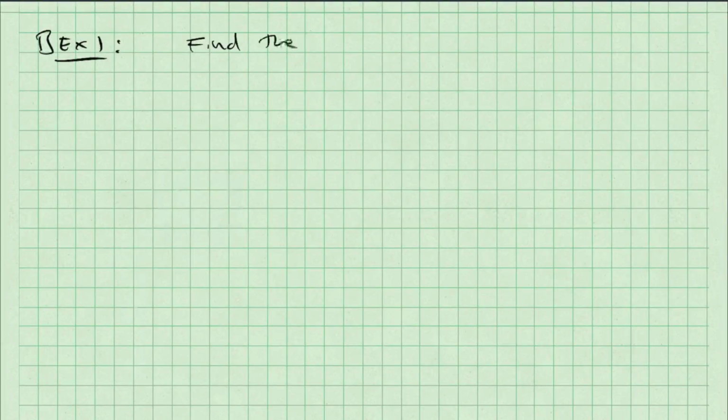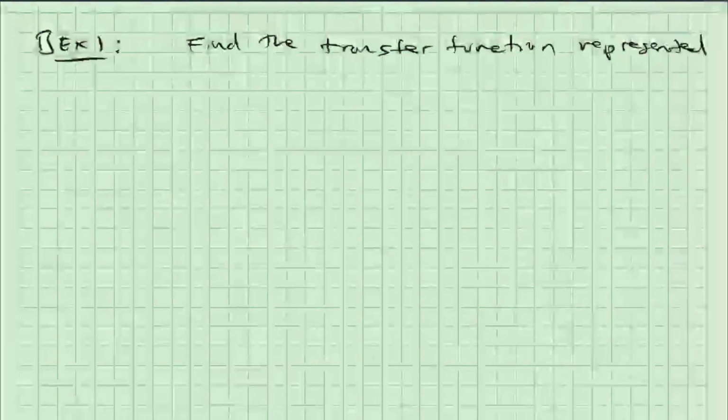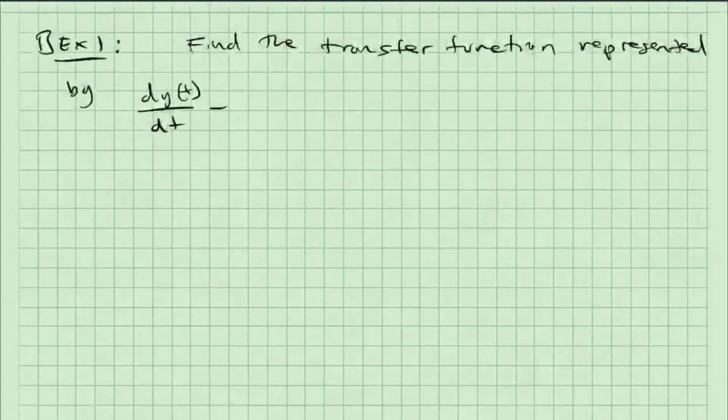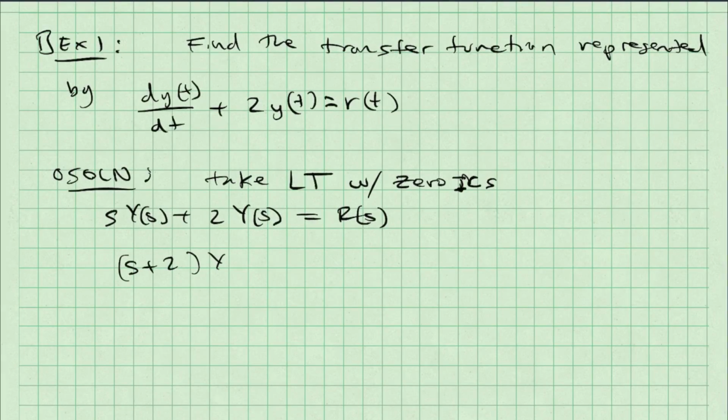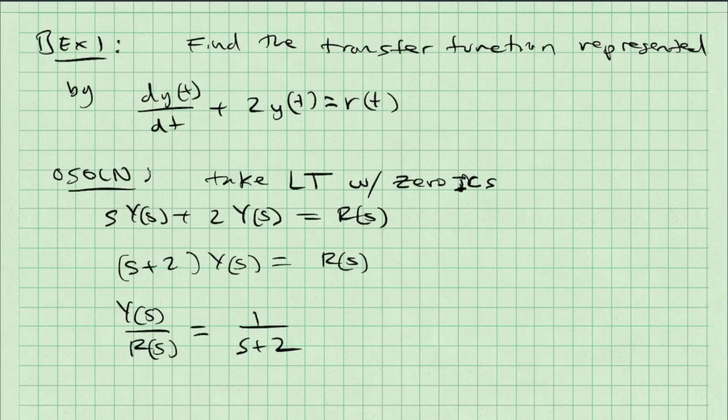I'd like to find the transfer function represented by the differential equation dy of t dt plus 2y of t equals r of t. To solve this, I'll take the Laplace transform with 0 initial conditions. That'll give me s Y of s plus 2Y of s equals R of s, which is s plus 2 times Y of s equals R of s, or Y of s over R of s, which is my transfer function G of s, is 1 over s plus 2.